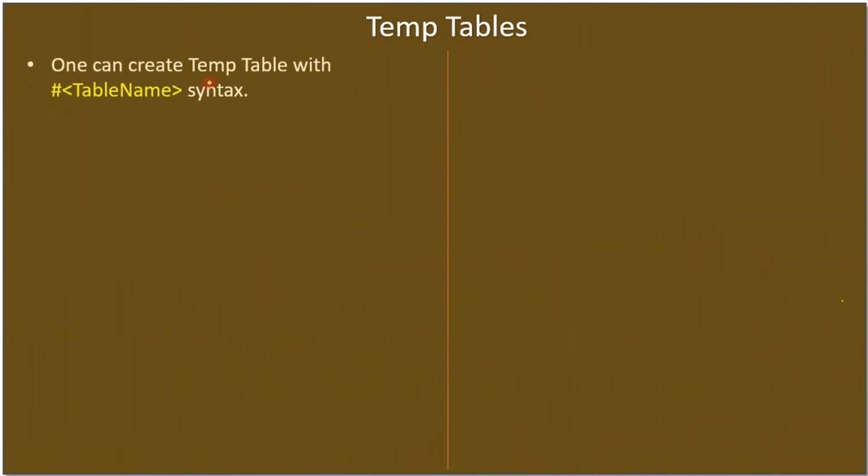One can create a temp table with the hash table name syntax. So this is how we can create a temp table. Say for example, if you state hash employee, here the employee is the table name. Since SQL Server sees a hash symbol before the employee, it will treat this employee table as a temp table.